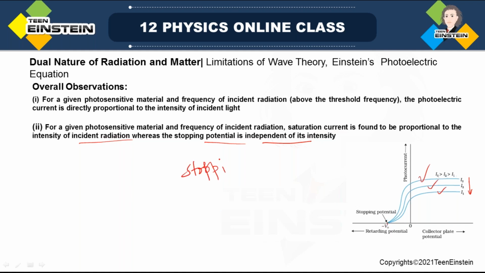Stopping potential is actually the retarding potential. So the minimum retarding potential which makes the photoelectric current zero is called the stopping potential. And interestingly, we have seen that this stopping potential, or the maximum kinetic energy, does not depend on the intensity of the light.